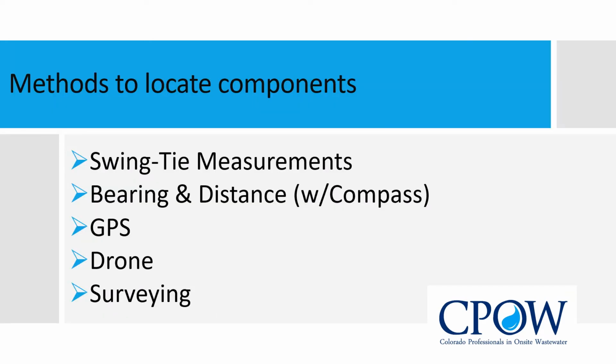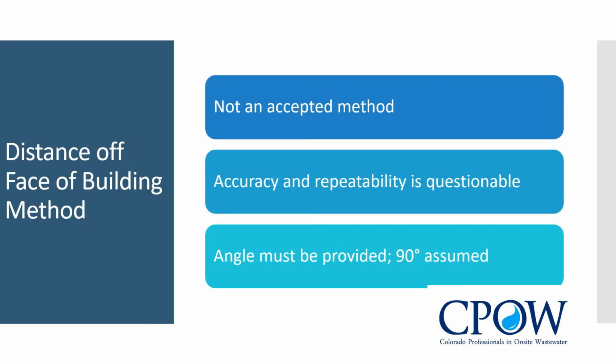The next several slides will provide examples of the various ways of measurement in order to locate components. Using the swing tie method, which is basically triangulation for more than one point of reference; obtaining bearing and distance, both are needed; utilizing GPS devices or drone technology, which is somewhat new technology but can be very useful; and finally, using survey instruments. Again, we'll walk through each of these on the following slides.